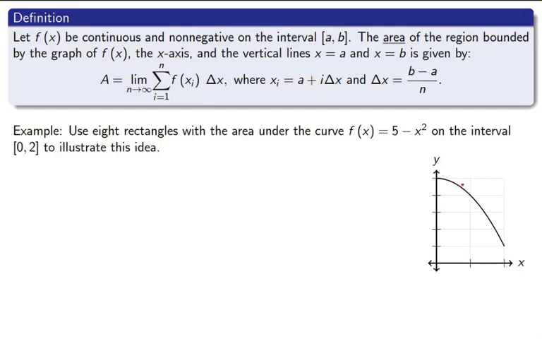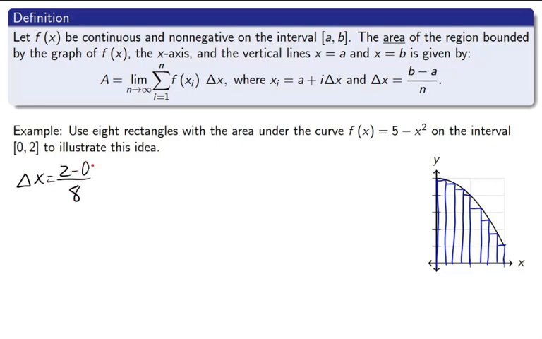So if I were to draw, I've got 8 rectangles this time. And these 8 rectangles, their area together represents the area under the curve. Delta x here is the width of the rectangle. b minus a over n, let's just mention this, would be 2 minus 0 over 8 rectangles. I get 1/4. And as you notice, that is the width of every rectangle. xi would be 0 plus i times 1/4, which in this case is 1/4 i. Now i is going from 1 to 8 in this setup.